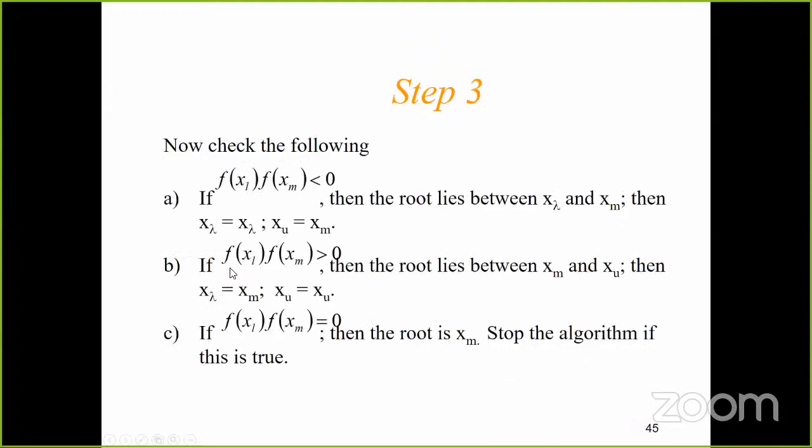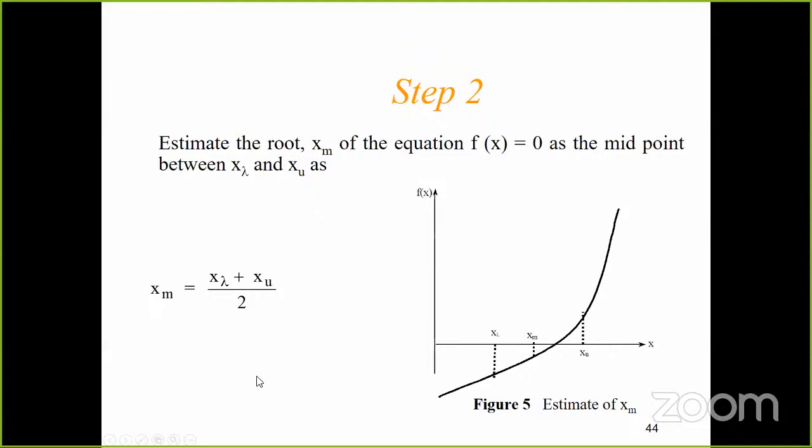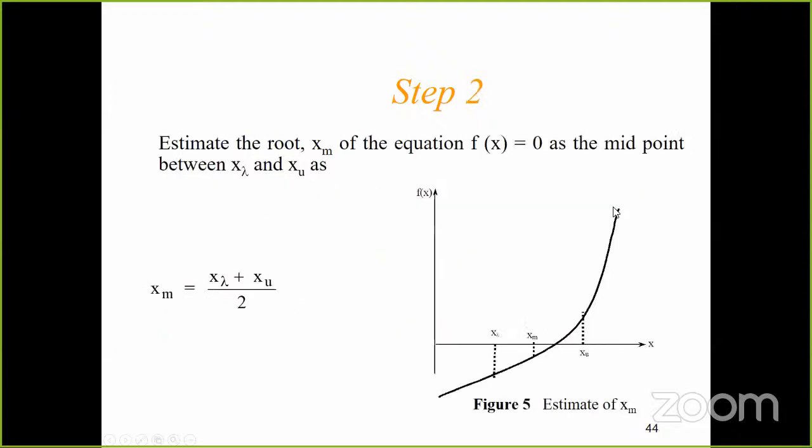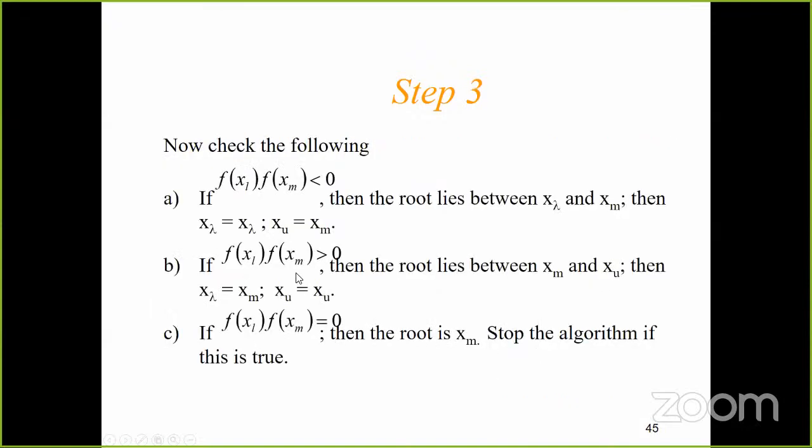Estimate x m. If f of x l and f of x m is less than 0, the root lies between x lambda and x m. Here in this case, it is not happening between these two. Then if f of x l and f of x m is greater than 0, the root lies between x m and x u. That is, x lambda is equal to x m, fine.